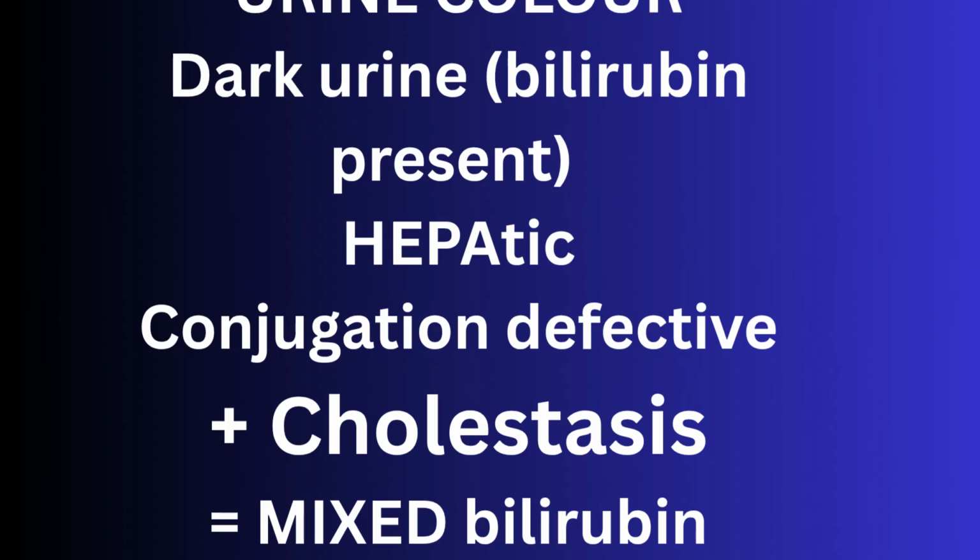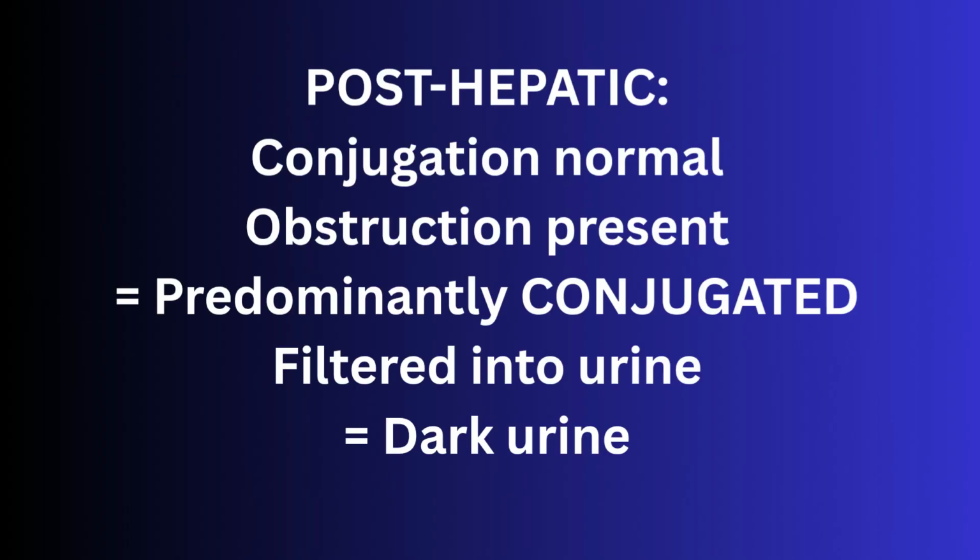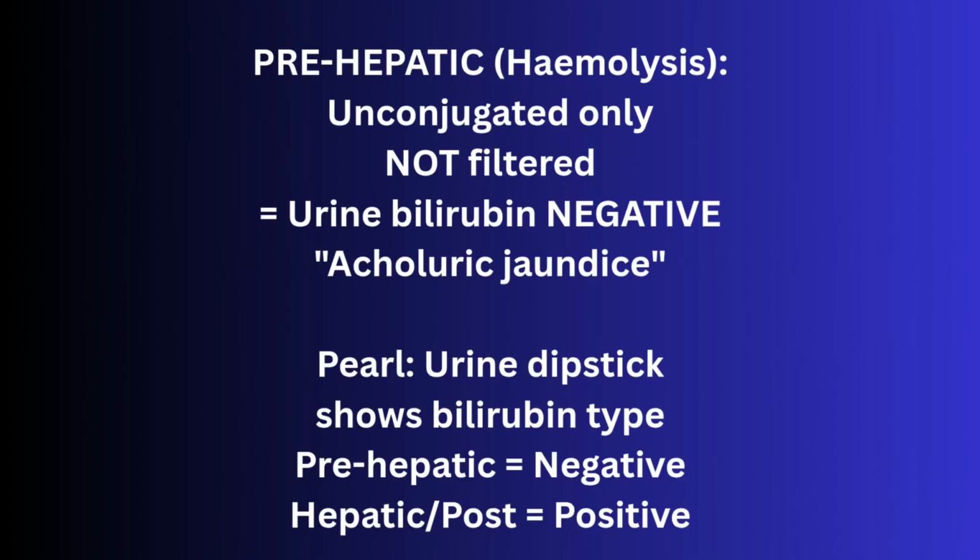Post-hepatic, conjugation is normal, obstruction is present. Predominantly conjugated bilirubin is filtered into the urine, so you get a dark color. Pre-hepatic, that is hemolysis, unconjugated only, not filtered. Urine bilirubin is negative, acholuric jaundice.